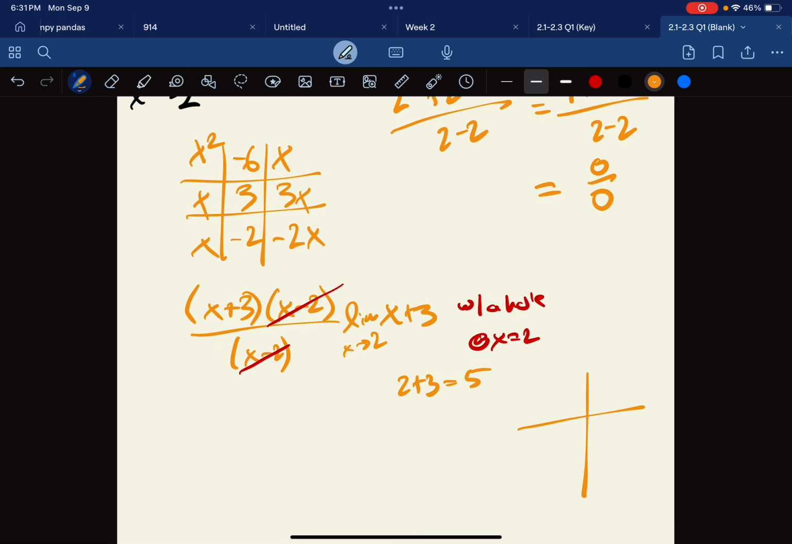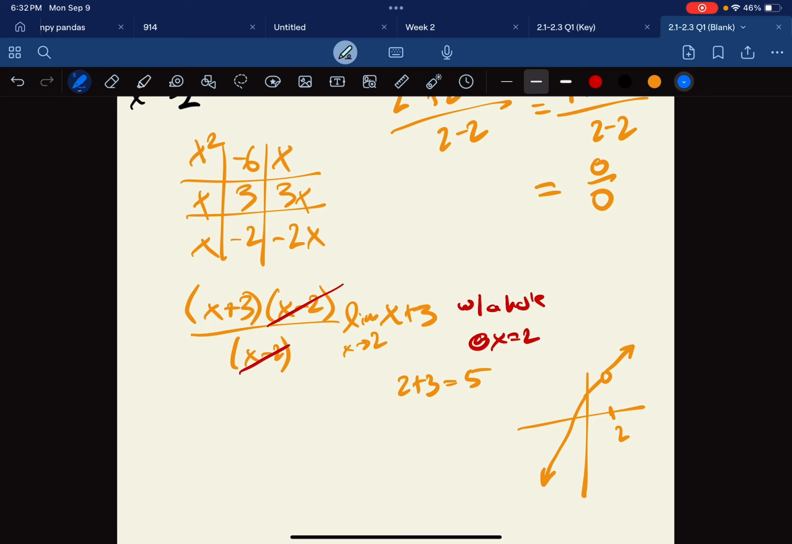So if you're asked for the limit, it would look something like this. It'd be like a regular line, right? But then at x equals 2, we would just have a hole in it. But it would, for all intents and purposes, be a line everywhere else except 2.